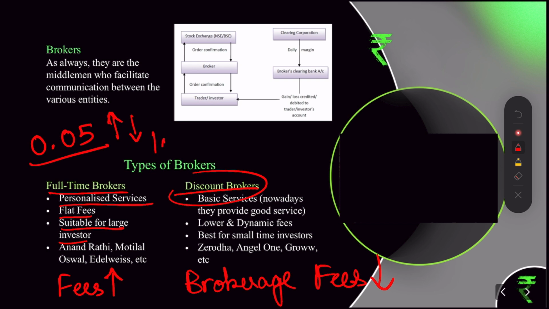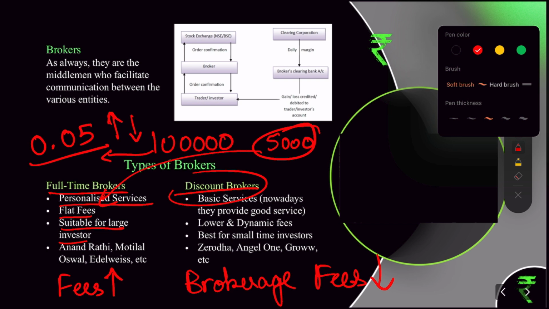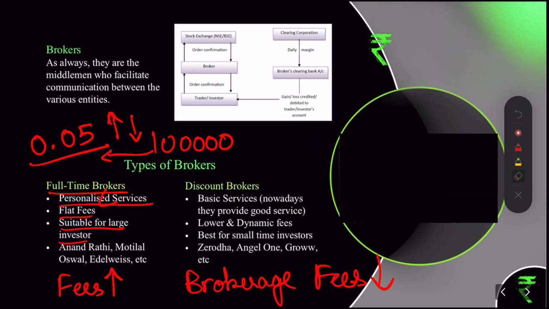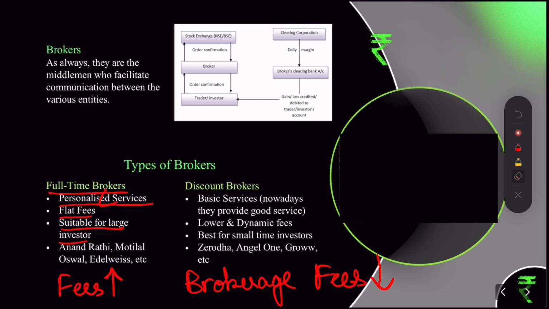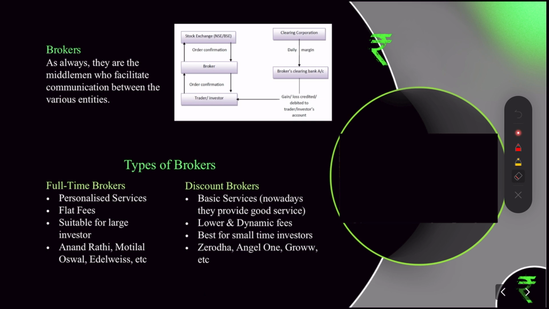So if they have a huge quantity of 1 lakh shares and a 5 paise change happens, they're going to lose 5,000. This 5,000 is almost equal to the brokerage fees of the full-time brokers. So even 5 paise matters for them, and so they want quicker execution and faster servers. That is why they go for the full-time brokers. Examples of full-time brokers include Anand Rathi, Motilal Oswal, Edelweiss, etc. And when coming to discount brokers, we have Zerodha, Angel One, and Groww. These are the top 3 brokers in India as of now.